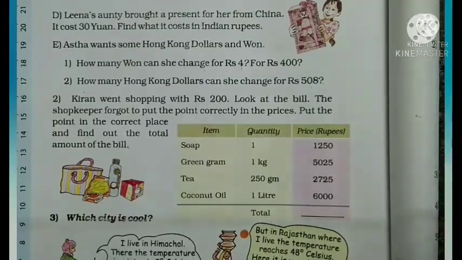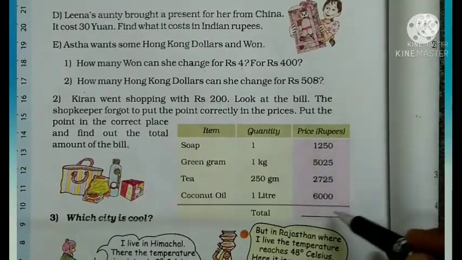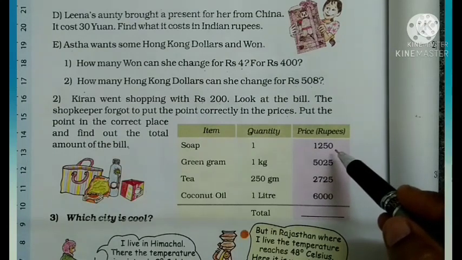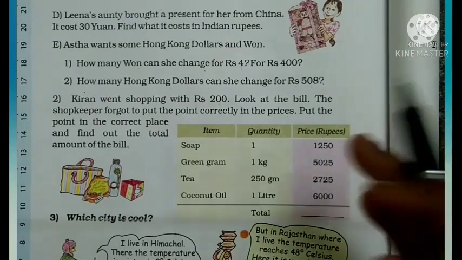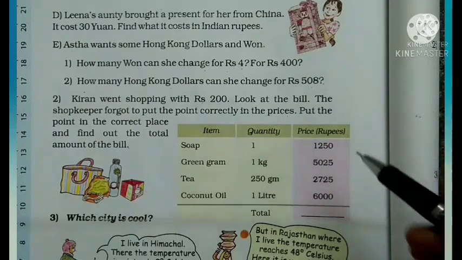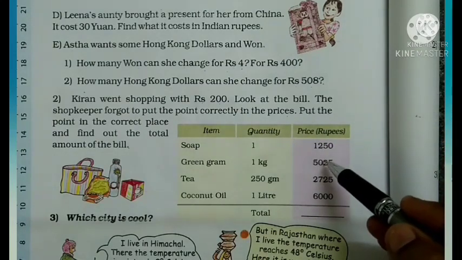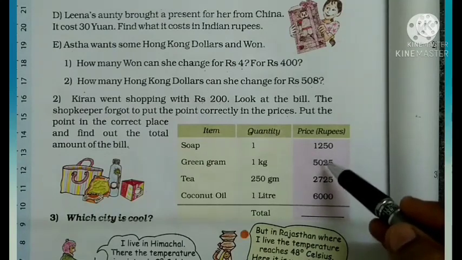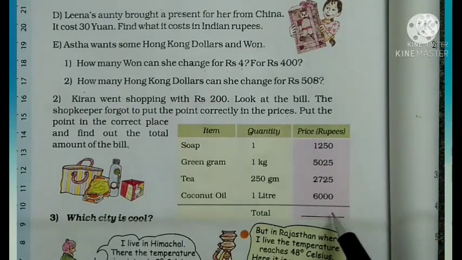Here the shopkeeper didn't put the decimal point. So we have to know that paise has only 2 places. So from right to left, after 2 places, you have to put the decimal point. That is the correction of the bill. First, you have to put the decimal point. After that, you can find out the total amount.